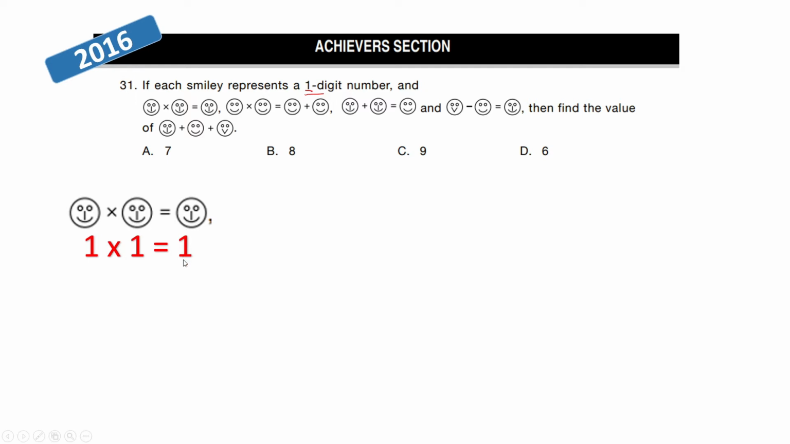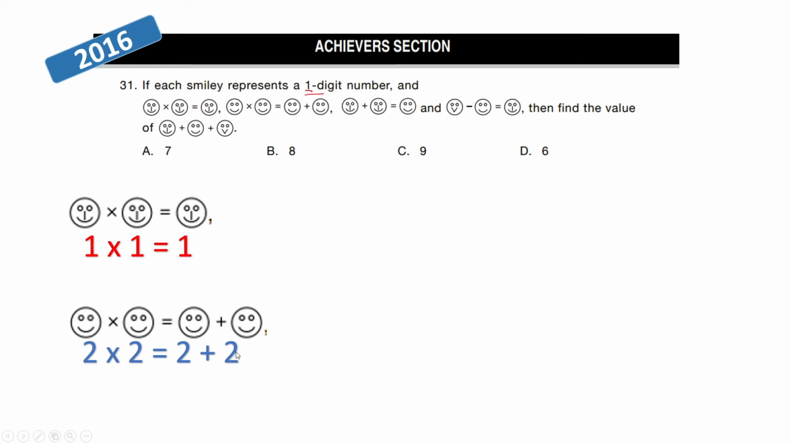Let's look at the next expression. Now this says a number multiplied with itself is the number added with itself. Now that can only be possible with the number 2. So 2 times 2 is 4 and 2 plus 2 is also 4. Now with this we know that the no smiley and no smiley values.